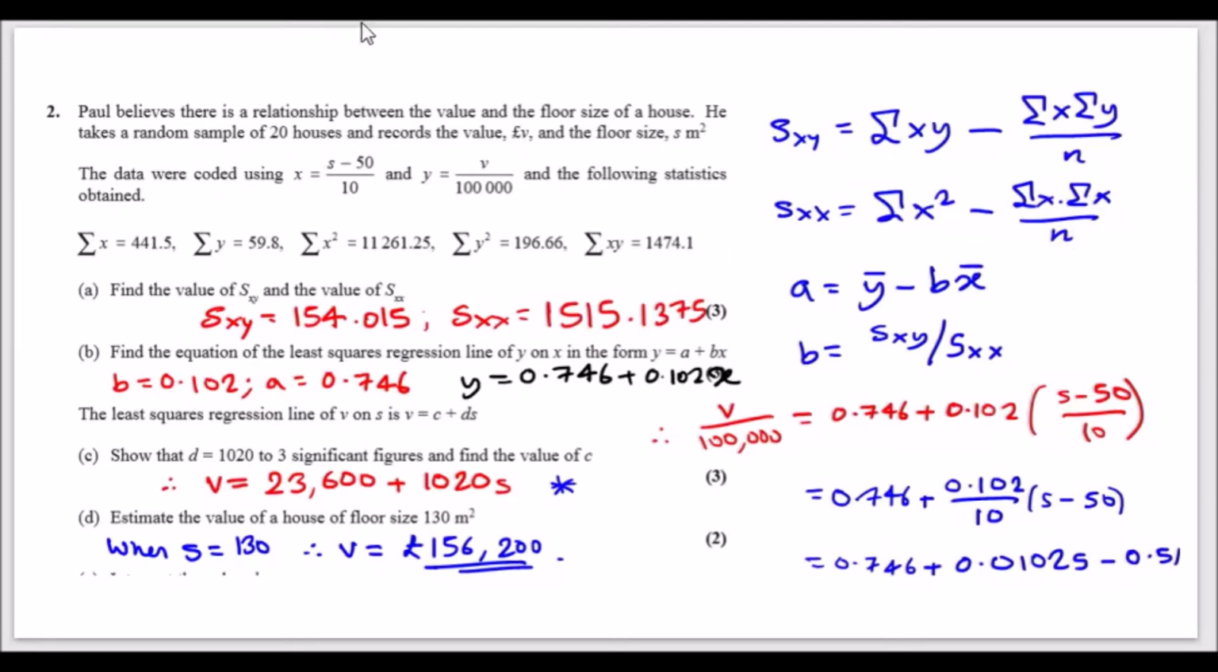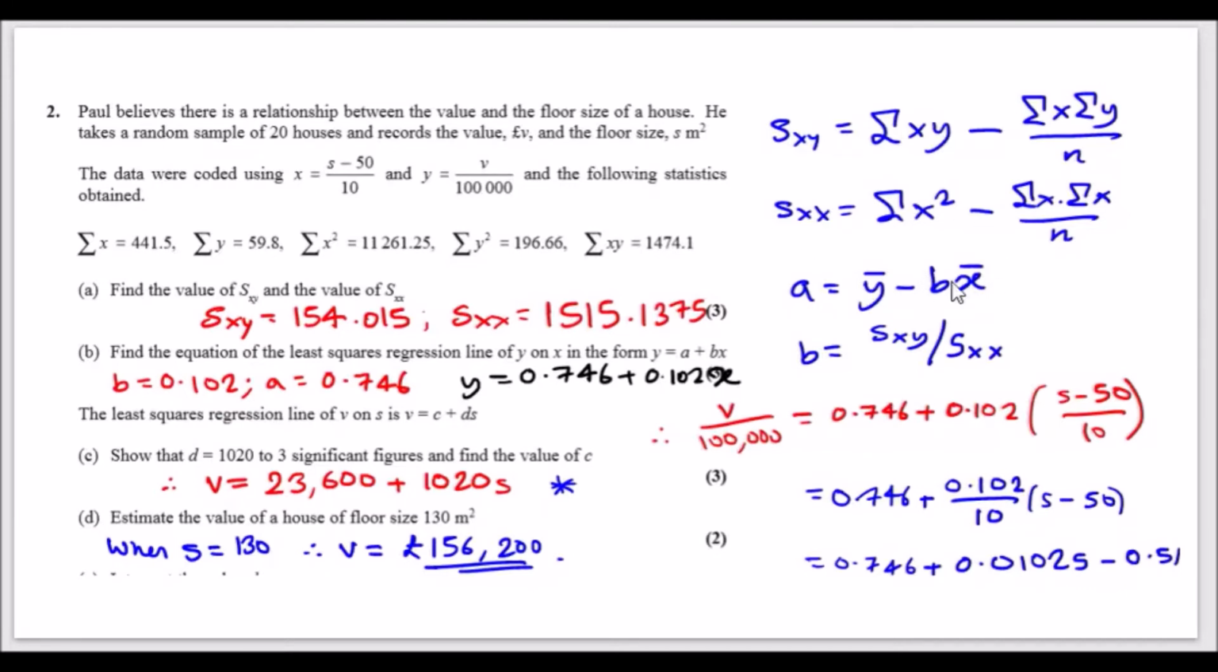And that's it. Now for part B, they want us to find the equation of the least squares regression line of y on x. In other words, we need to find y equals a plus bx, the standard linear regression line. And to do this, we need to first calculate what a and b is. Now thankfully, we're also given these formulas. Here we need to note that a equals y bar minus b times x bar. Y bar means the mean of y, and x bar means the mean of x. To calculate y bar, it's going to be the sum of y over n, n being 20, so 59.8 over 20 would be y bar, and x bar would be 441.5, sum of x over n, over 20.